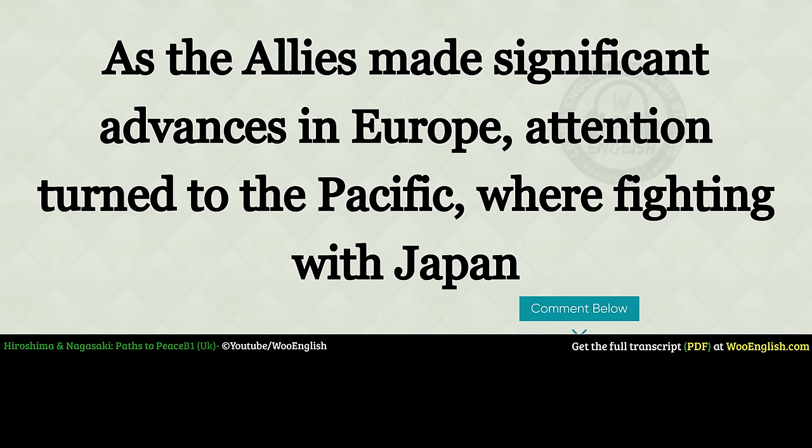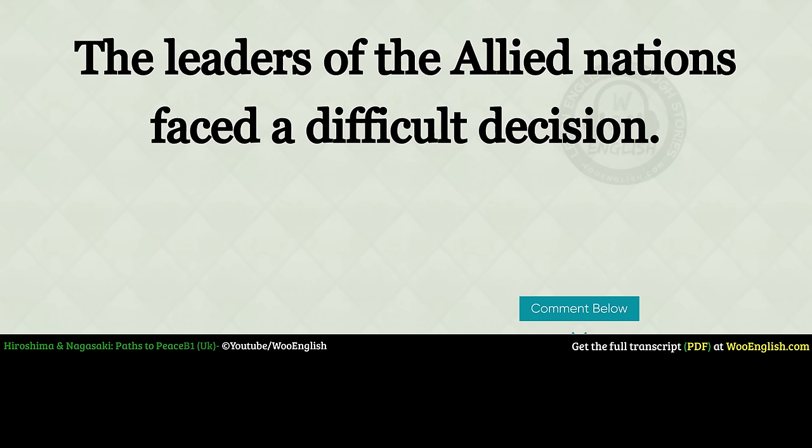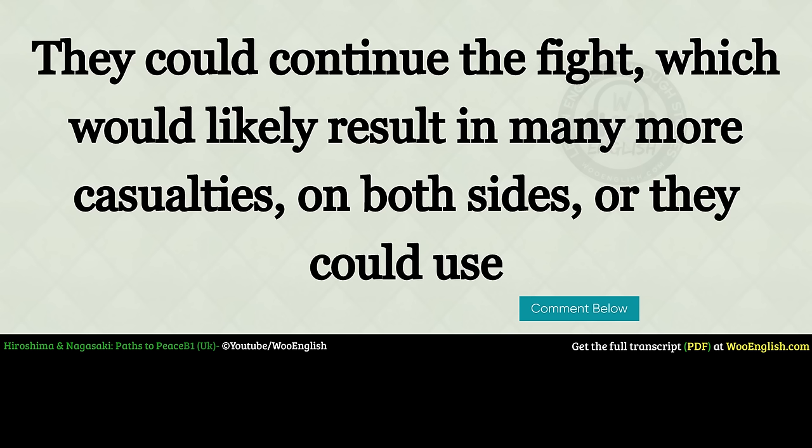As the Allies made significant advances in Europe, attention turned to the Pacific, where fighting with Japan continued. The leaders of the Allied nations faced a difficult decision. They could continue the fight, which would likely result in many more casualties on both sides, or they could use the new atomic bomb, a decision that weighed heavily on their hearts.